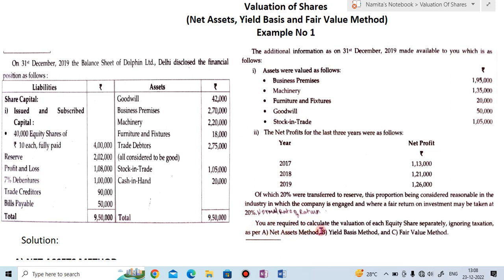Now next, what is given? You are required to calculate the valuation of each equity share separately as per the net asset method, yield based method and third, fair value method. So separately we have to find the valuation of each share by the three methods: first is net asset method, second is yield based method and third is fair value method. Okay, now I hope you have understood the question. So now let's start the solution.